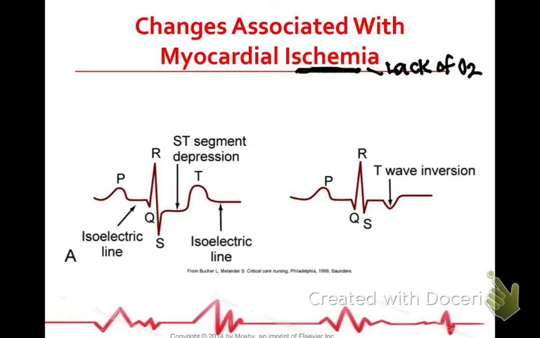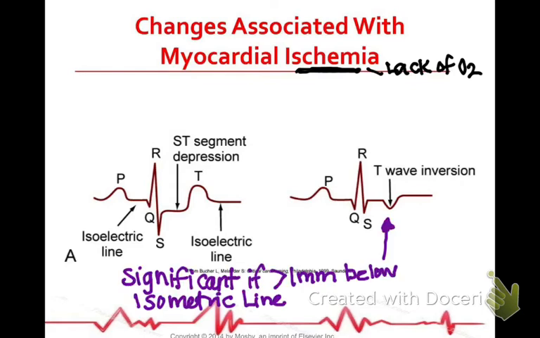So anytime you have some ischemia, you can have some ST depression. You can even have some T-wave inversion. Anytime with ischemia. The only time it's significant is if the T-wave is greater than 1 millimeter below the isometric line. A lot of times they'll take them straight onto the cath lab.